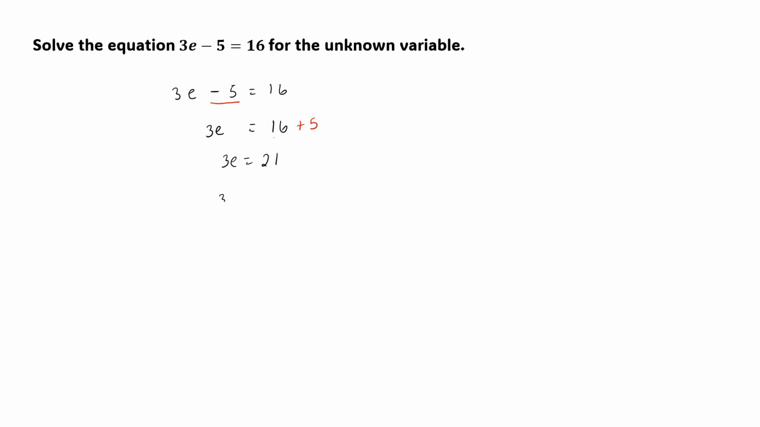So now let's perform our second step. And remember, just like we did before, we will be dividing both sides of the equation by the number that is being multiplied to our variable, which is 3. So both sides will be divided by 3. And now let's simplify. So 3 divides into 3 once, which will leave us with just e. And now we will be dividing 3 into 21, which will equal 7. So for this equation, our e is equal to 7.